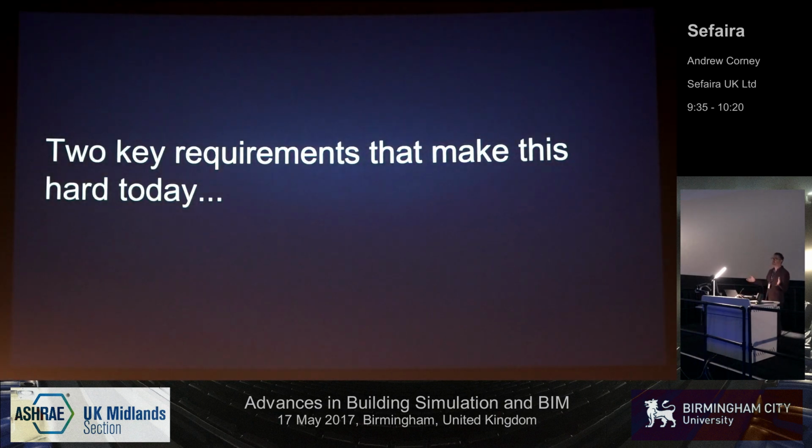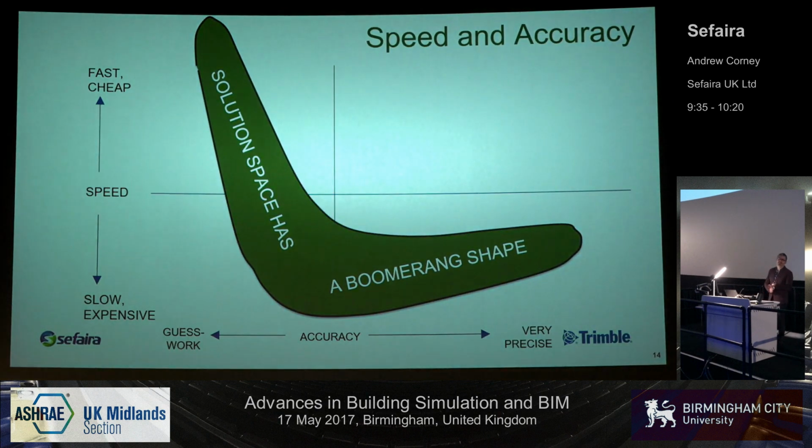Now, the problem with doing these tasks early on in REBA Stage 2 or during the early stages of design is that to do these tasks effectively or to do these tasks well, there are two key requirements. Speed and accuracy. Okay, and because I'm Australian, I like to represent things in boomerang shapes. And I think that the solution space that exists today for a lot of people in the speed and accuracy world for early stage analysis looks a bit like a boomerang.